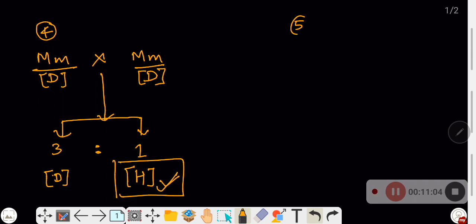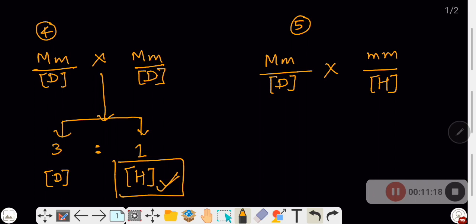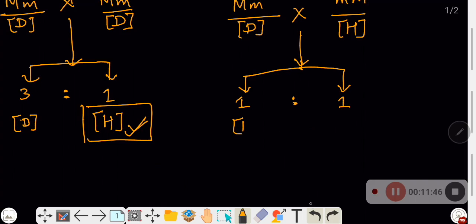If the cross is something like this, where one parent is heterozygous and diseased and the other parent is homozygous recessive and healthy, what we see is that this cross is like a test cross. In the test cross again we get two phenotypes but in equal proportion, 1:1. 50% of the progeny is diseased and 50% of the progeny is healthy.